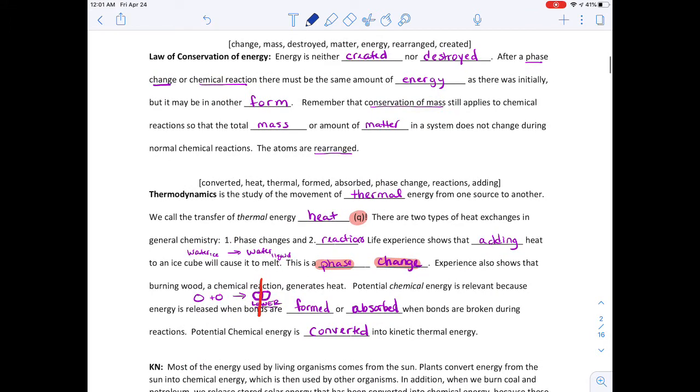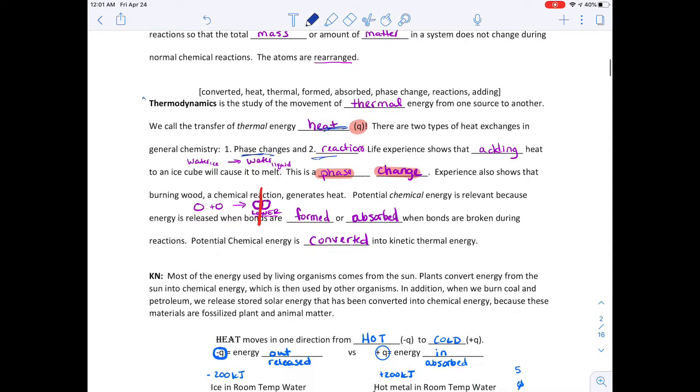You should know the law of conservation of energy. It's like the one of mass. Energy is neither created nor destroyed. After a phase change or a chemical reaction, there must be the same amount of energy as there was initially, but it would be in another form. Thermodynamics is the study of thermal energy. We use Q to represent heat. Phase changes is Gen Chem 2. Reactions is Gen Chem 1.